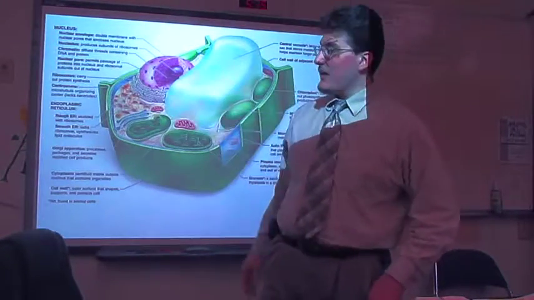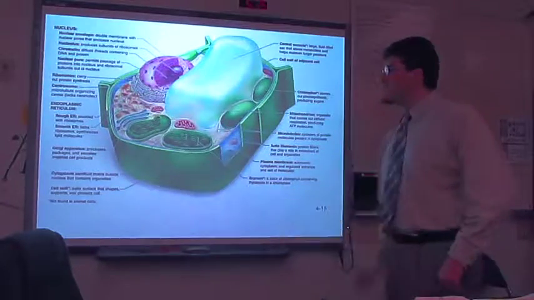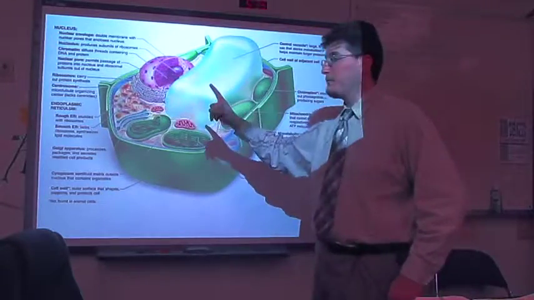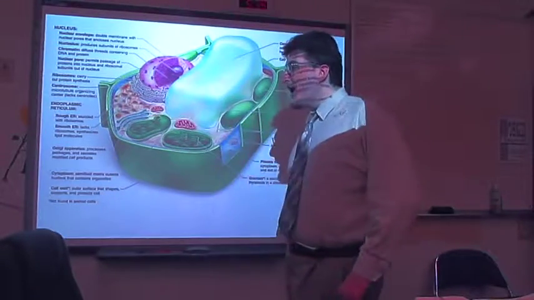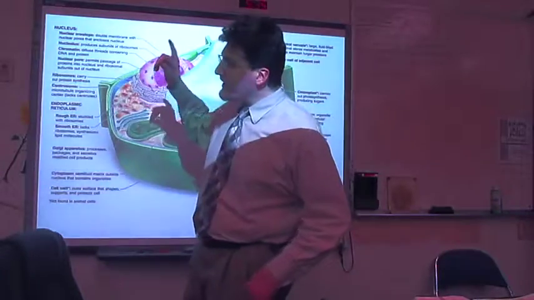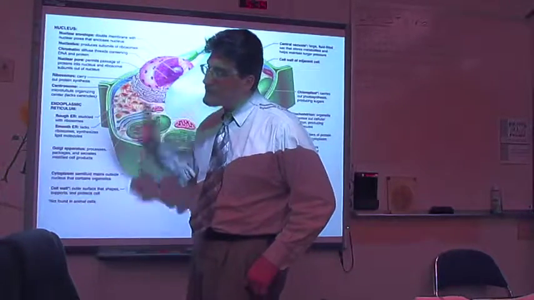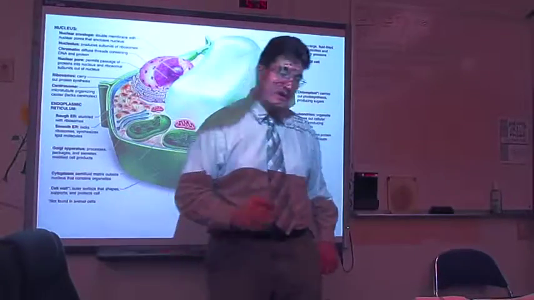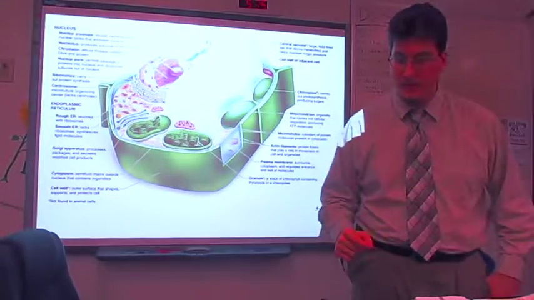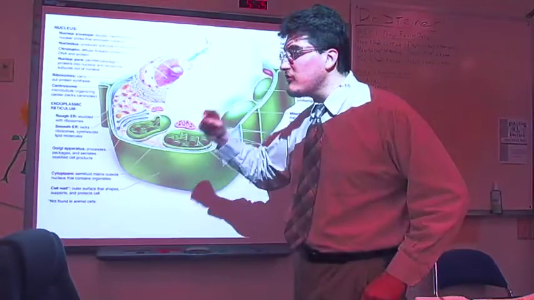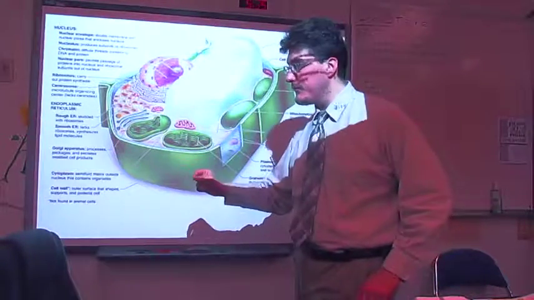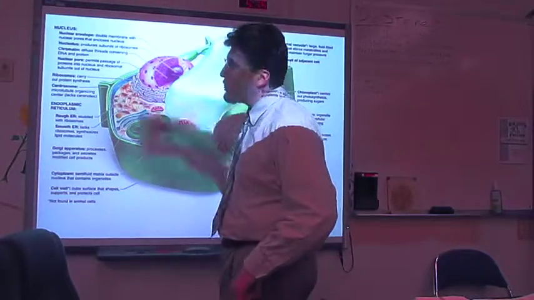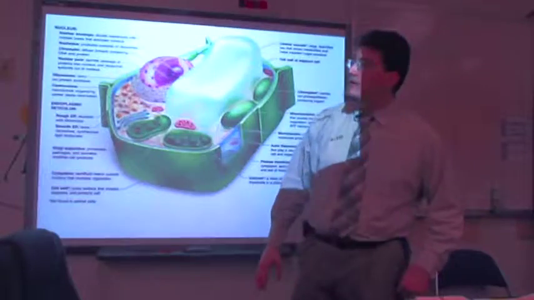This is the plant cell. A plant cell has all the same stuff as an animal cell, except it does not have centrioles. Like I said, some plant cells can have centrosomes, which is a microtubule organizing center. But it does not have centrioles. They have a nucleus, they have a nuclear envelope, they have a nucleolus, they have chromatin, they have a nuclear pore. They have all the same stuff.